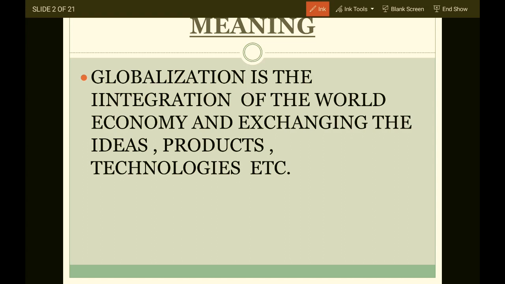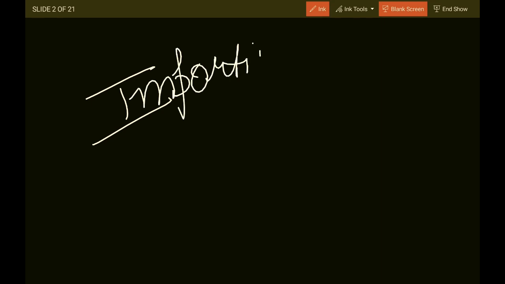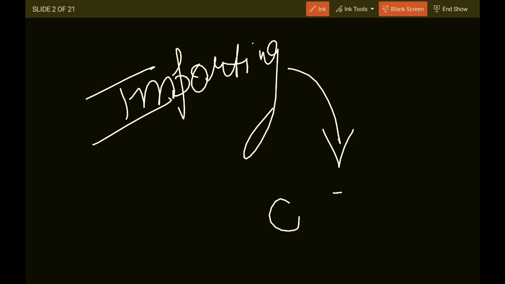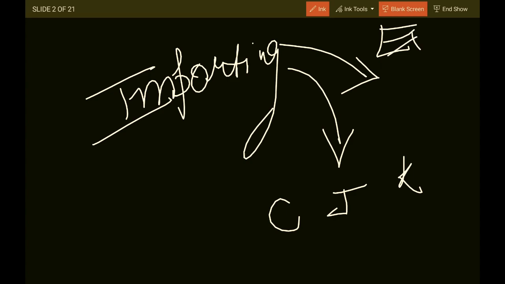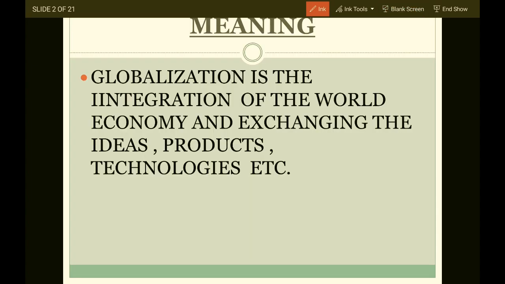Globalization is the interdependence of different economies. For example, we are importing from different countries, China, Japan, Korea, as well as exporting to different countries. We are exporting more agricultural products because India is self-reliant in agricultural products. So we are dependent on some other country, and some other country is dependent upon us for some products. Every economy is dependent upon each other for some product or the other. That is globalization.